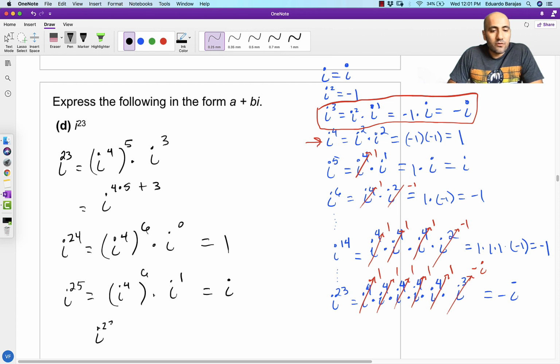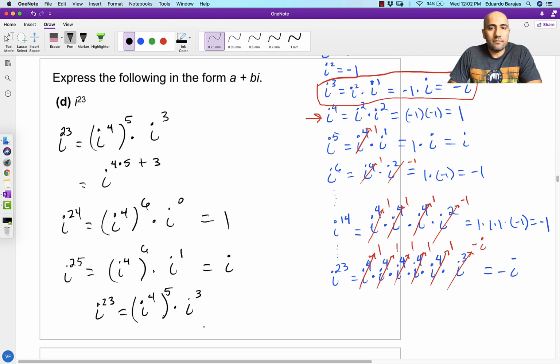So i to the 23rd is equal to i to the 4th raised to the power of 5 times i to the 3rd power, which then becomes 1 to the 5th power times i to the 3rd power. And we know from up here that i to the 3rd power is just negative i, so this becomes negative i.